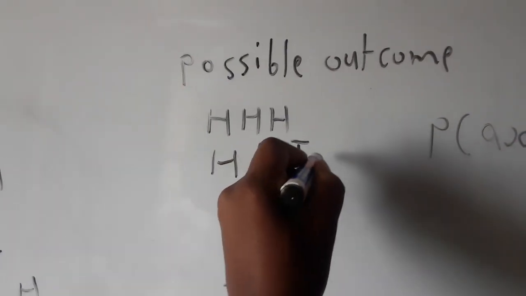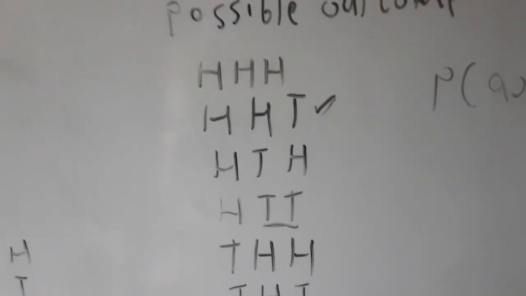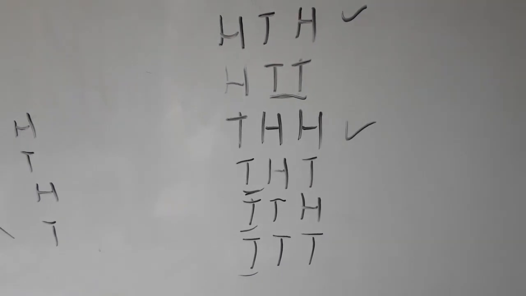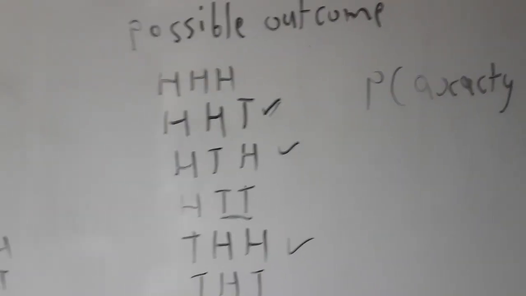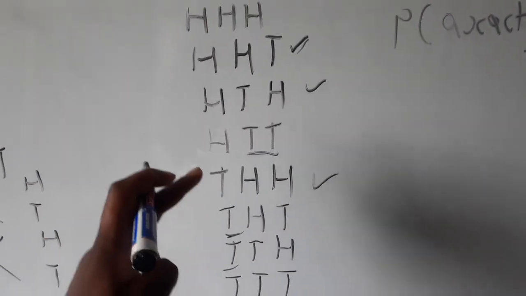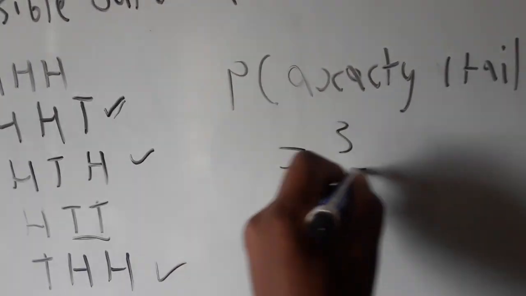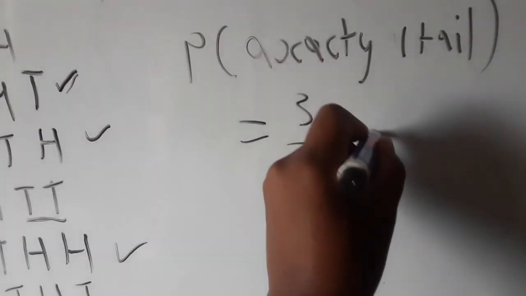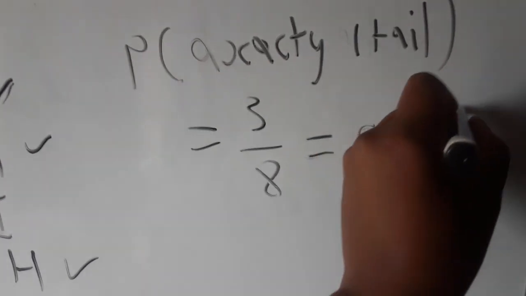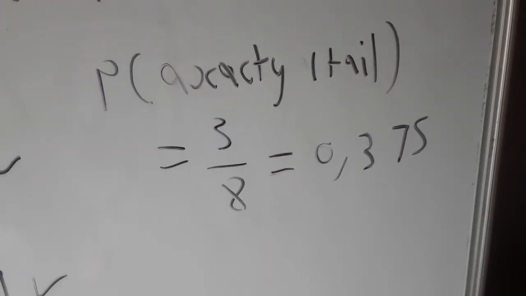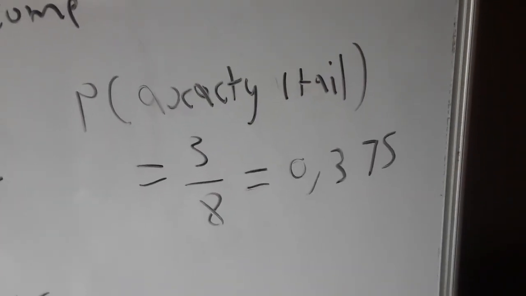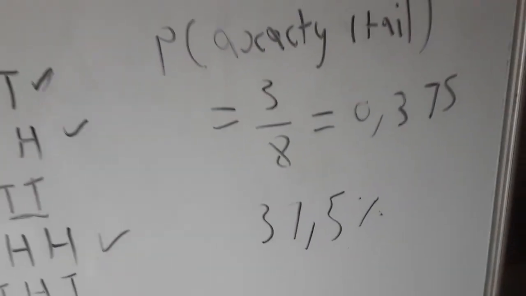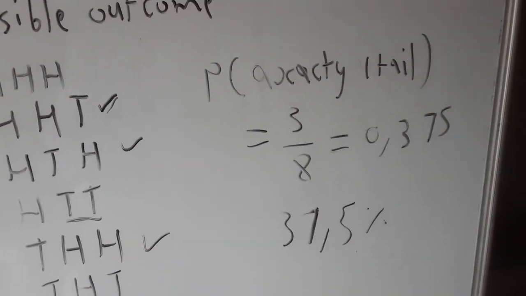We're going to check here. We have 1 tail, we will tick. We have 1 tail here, and 1 tail here. So there's 3 out of 8. 1, 2, 3, out of 1, 2, 3, 4, 5, 6, 7, 8. So our answer is 3/8, which gives us 0.375 as a decimal, which as a percentage is 37.5%. So there's a 37.5% chance of getting exactly one tail.